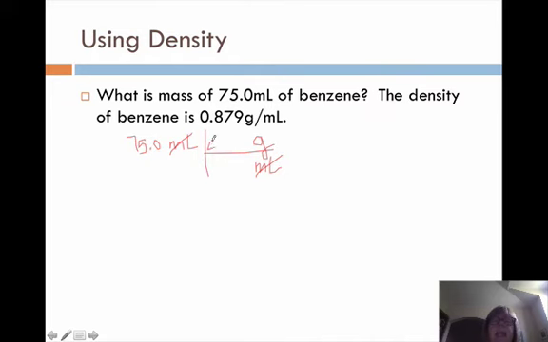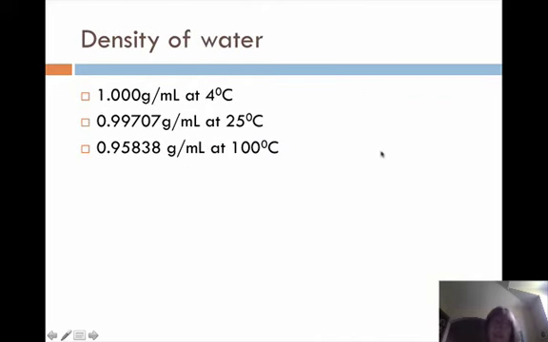So we got 0.879 grams is in a milliliter. And so we're going to multiply these together, and our answer is to 3 significant digits because that 0 is significant. It's after a decimal. It is 65.9 grams. Okay, so this is just showing you how the density of water changes with temperature.